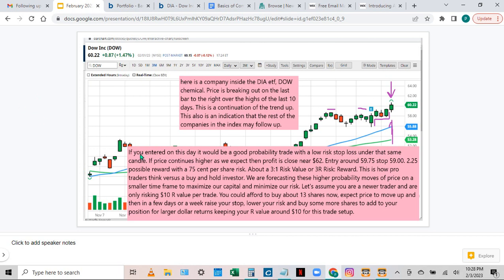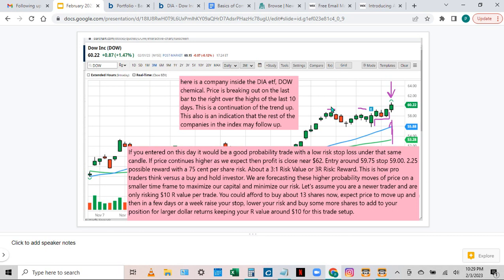Now I'm going down to a 3-month daily time frame. And we can see here, if we had entered on this day right here where the purple arrows are, it'd probably be a pretty high probability trade based on the longer time frame, the weekly time frame. And we would have a fairly low risk stop loss under the same candle. Now, if prices continue higher as we expect, then immediate profit is close, right near $62.